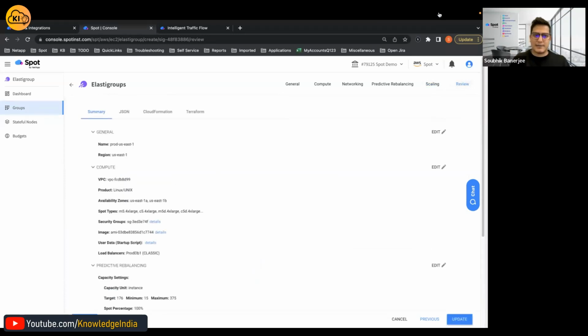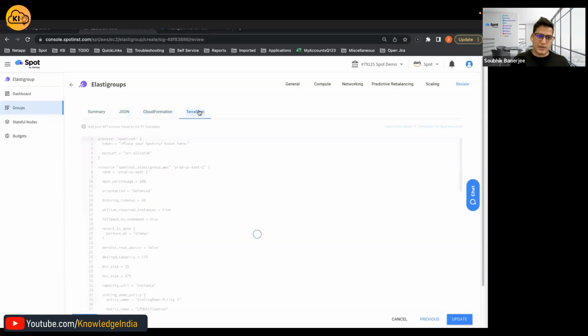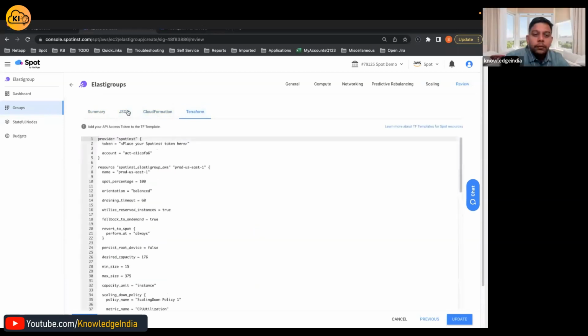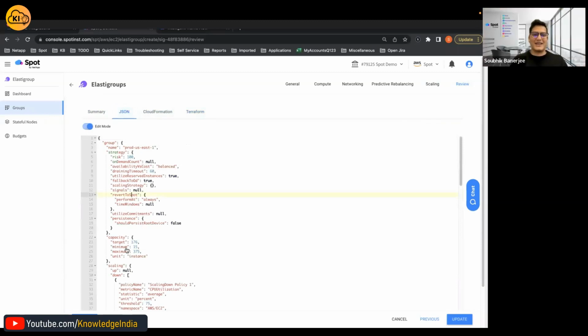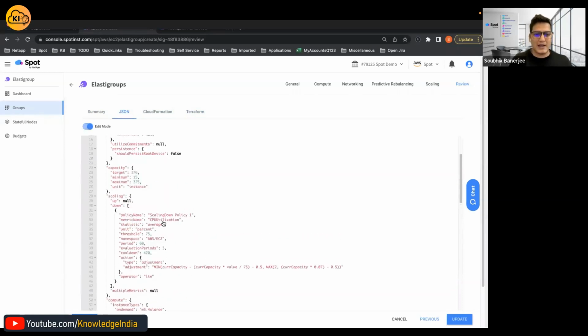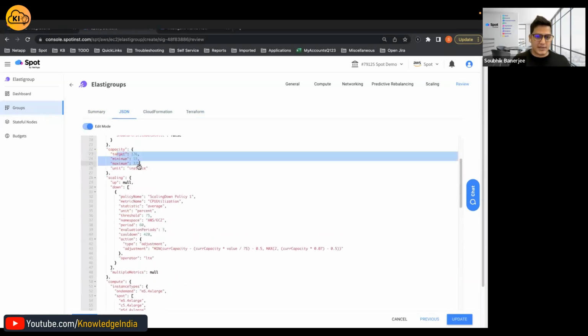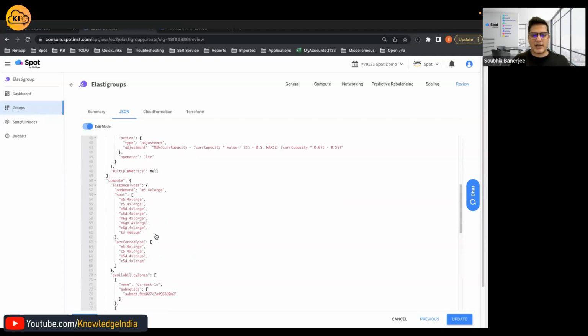Here you can see that along with the summary, you can also see it as part of a JSON or a CloudFormation or a Terraform, right? And nice. Yes, you can edit just from here, right? You do not need to go through each and every page, every format. So for example, if you need to change the targets or the capacity, right? Or if you need to add some more instances to your whitelisting, right? You can just do it from here.